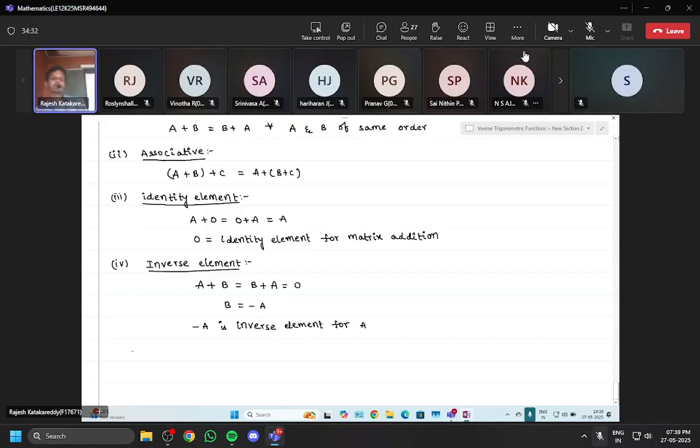Next we can write about scalar multiplication. Multiplying a scalar to a matrix, right? Third one, is there any doubt? No, right?